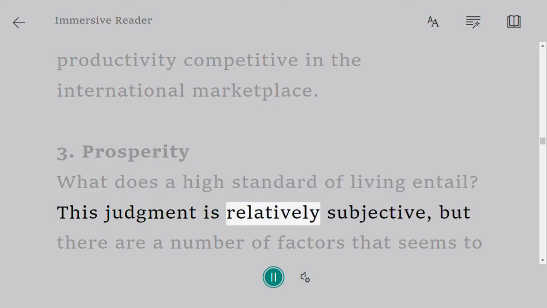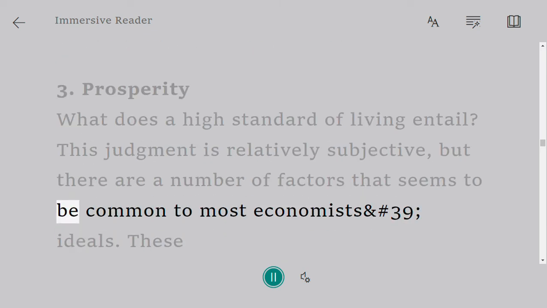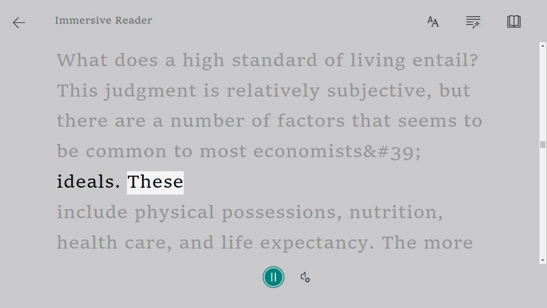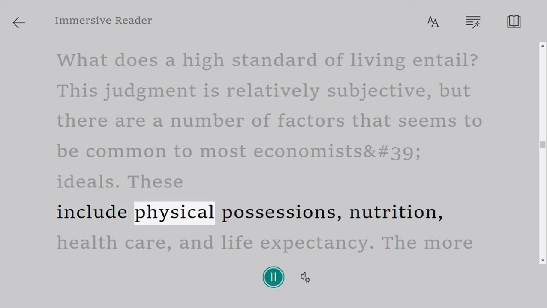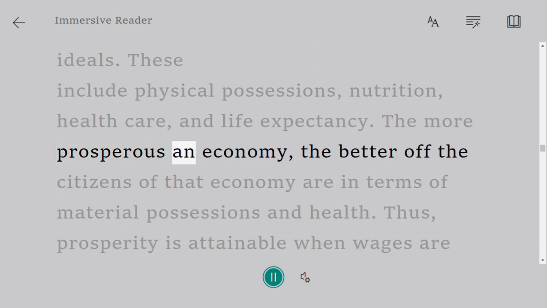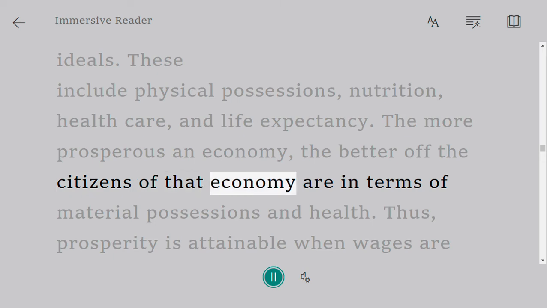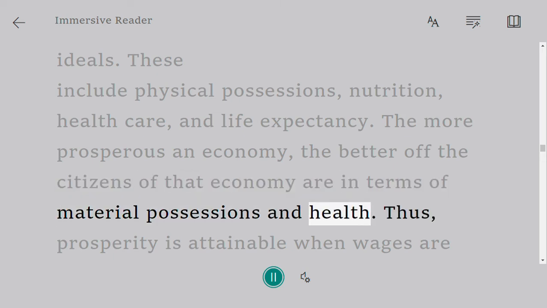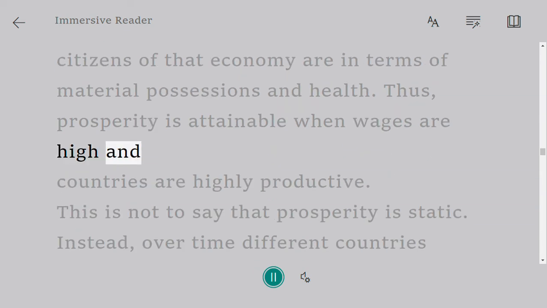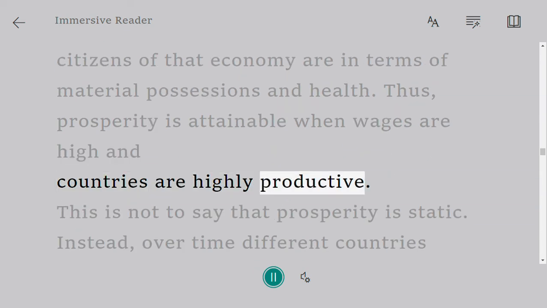3. Prosperity. What does a high standard of living entail? This judgment is relatively subjective, but there are a number of factors that seem to be common to most economists' ideals. These include physical possessions, nutrition, healthcare, and life expectancy. The more prosperous an economy, the better off the citizens of that economy are in terms of material possessions and health. Thus, prosperity is attainable when wages are high and countries are highly productive.